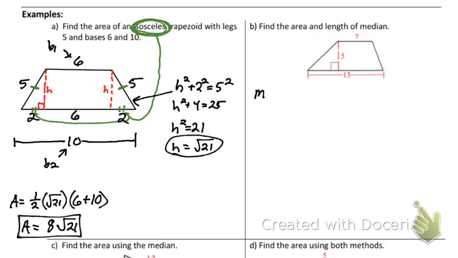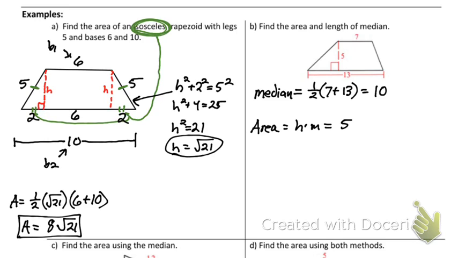So we said the median is going to equal 1/2 our base 1 plus our base 2. So that's going to be 1/2 of 20, which equals 10. Well, to find our area, we can do our height times our median. In this case, our height is 5. Our median is 10, so that just equals 50.